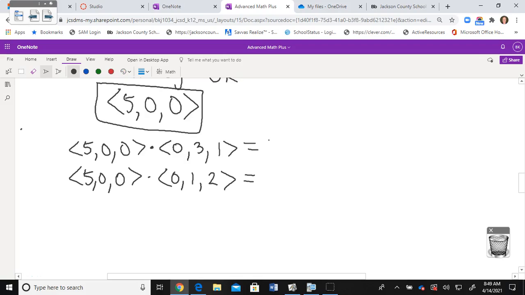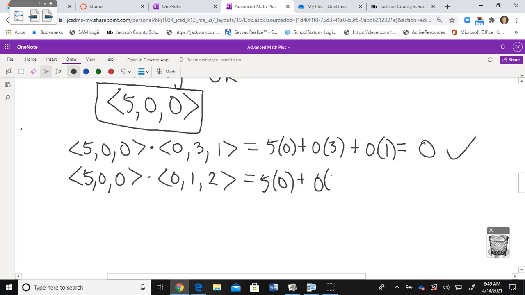So 5 times 0 plus 0 times 3 plus 0 times 1. Well, that's an easy one. What's that all going to equal? 0. Everything's being multiplied by 0, so it's 0. So that one checks. Boom. That one is perpendicular. Okay? Same thing for the second one. 5 times 0 plus 0 times 1 plus 0 times 2. They both check. We verified that it is perpendicular to both of those, so we probably got it right.